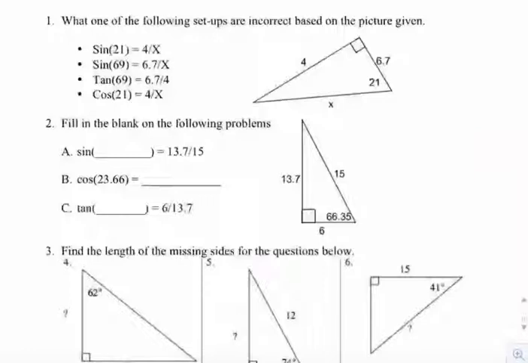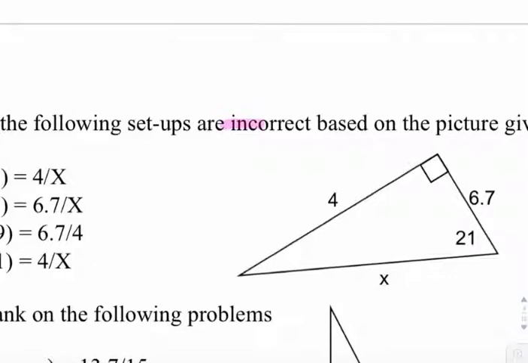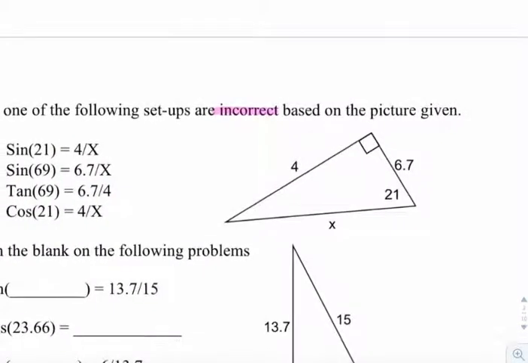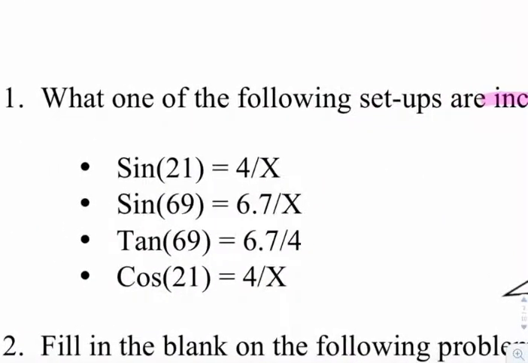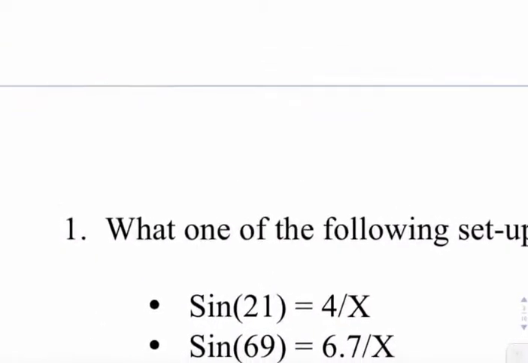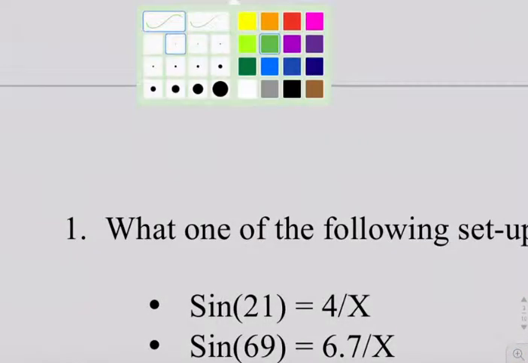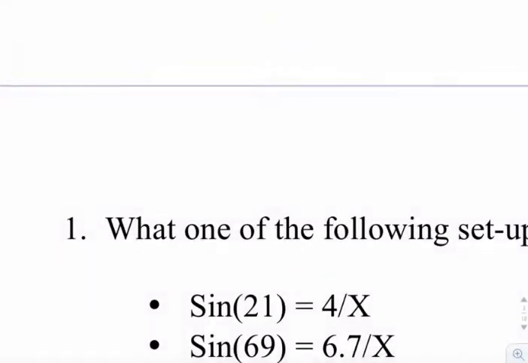There it is. Okay. So which one of the following setups are incorrect? And the keyword here is incorrect, based on the picture given. So we're asked to deal with sines, cosines, and tangents. So let's just take a moment and remind yourselves which is which. You might know this, but this is good for me too. And if you don't know it, maybe it's a good thing to write down in your notes.